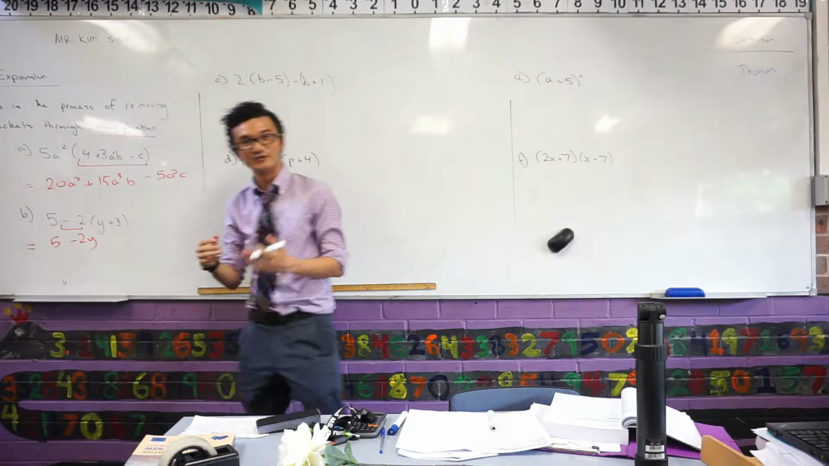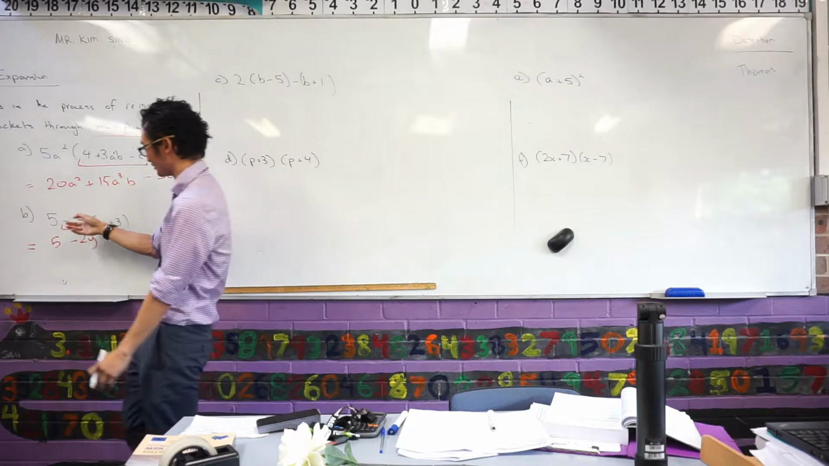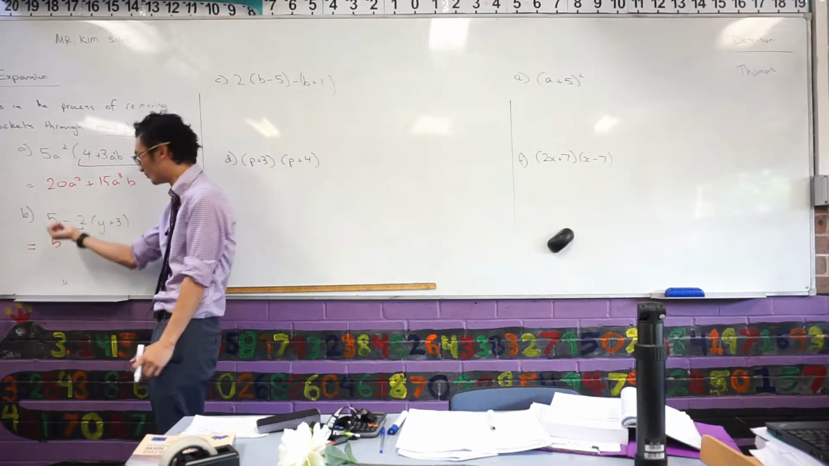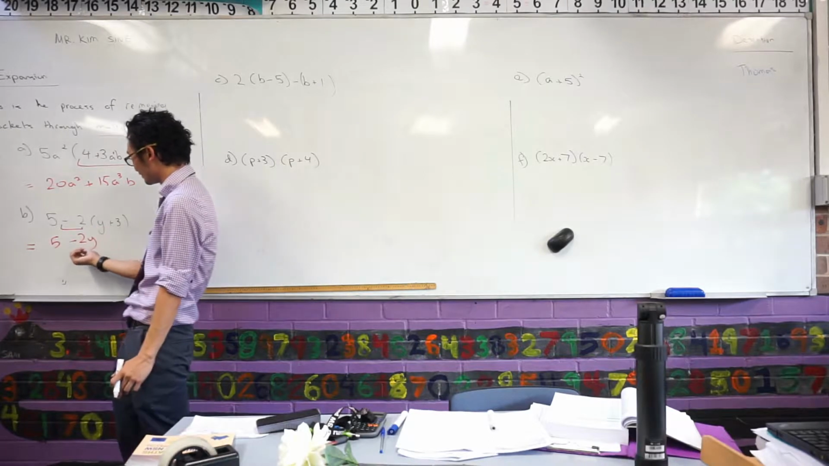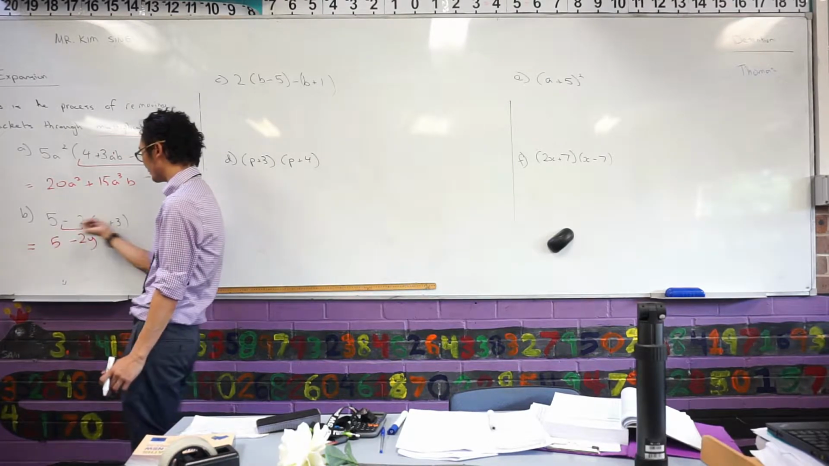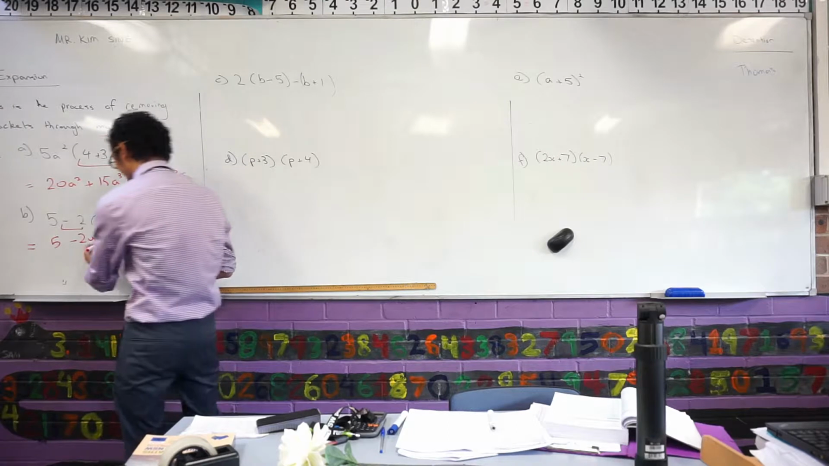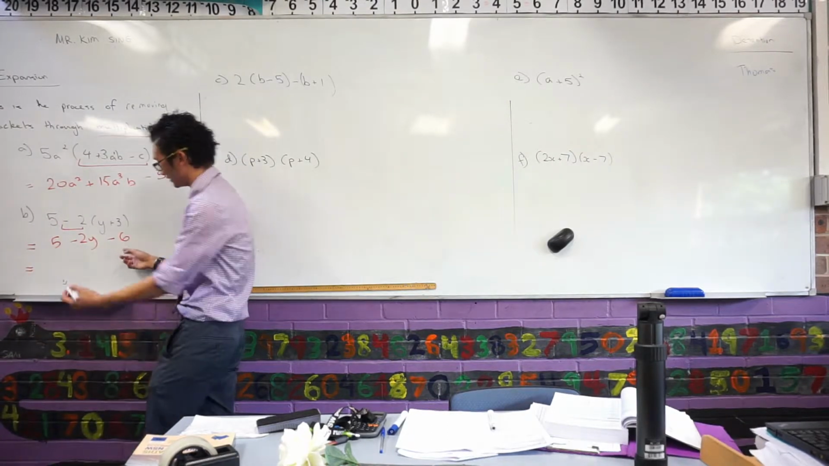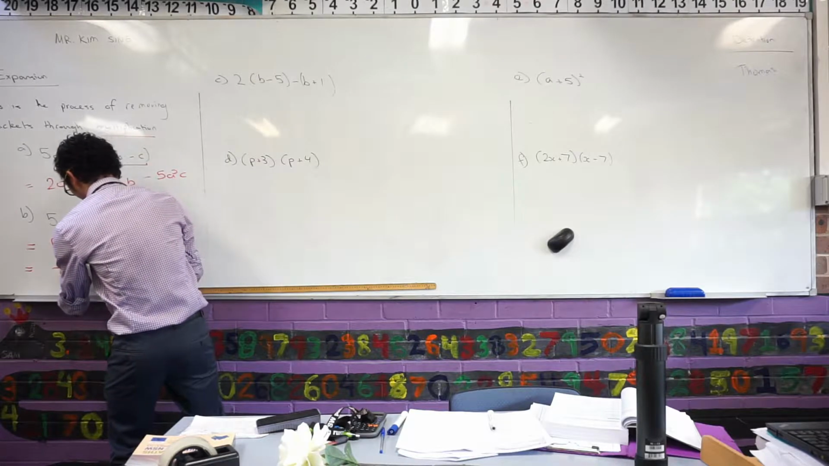We can do this in a few ways, but my suggestion is you look at what you are actually expanding. There is a negative 2 here, so it's minus 2 times y, so we get negative 2y, and negative 2 times positive 3 gives me minus 6 there. And again, we can group some like terms here, so that would be negative 1 minus 2y.